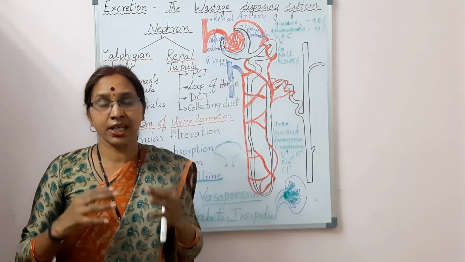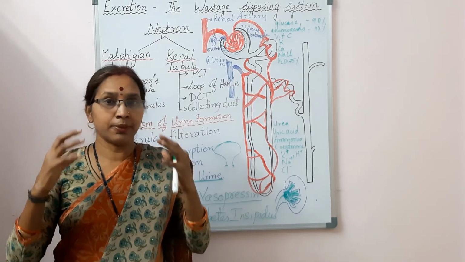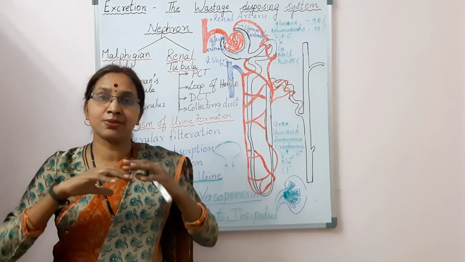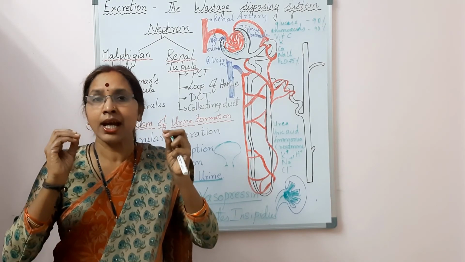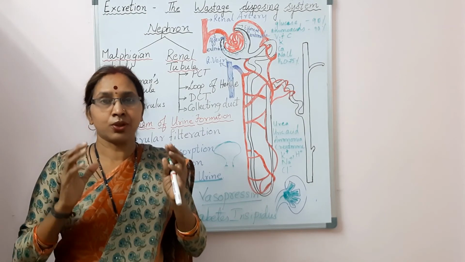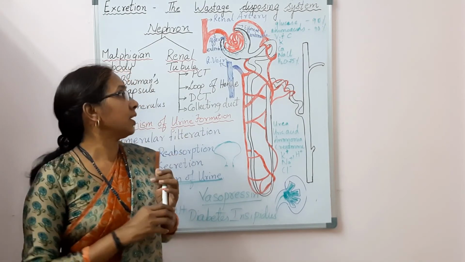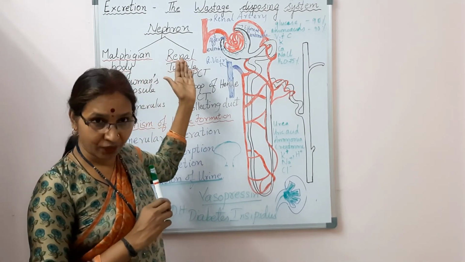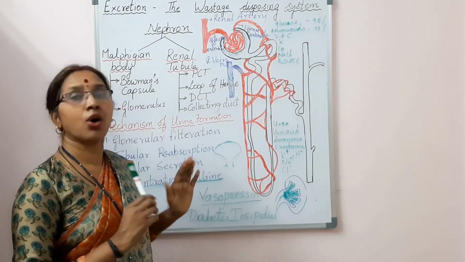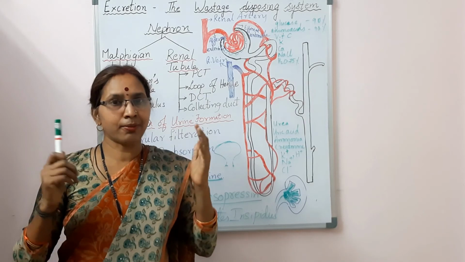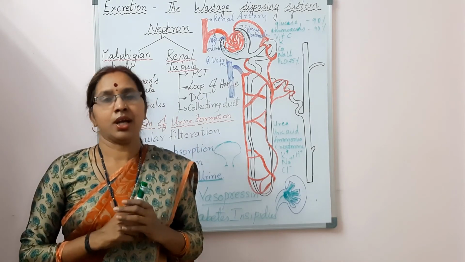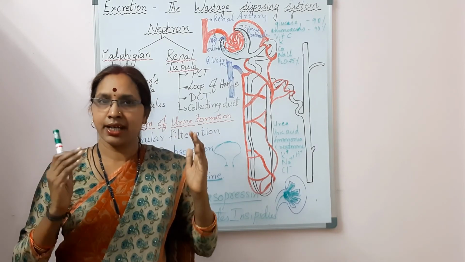So it is very important that the person takes care of his kidneys by following a proper diet and a proper lifestyle. Okay, so I hope you all have understood the structure of the nephron and the mechanism of urine formation.